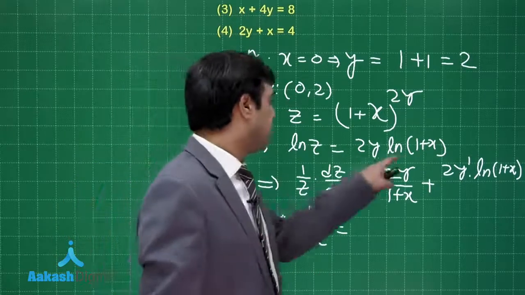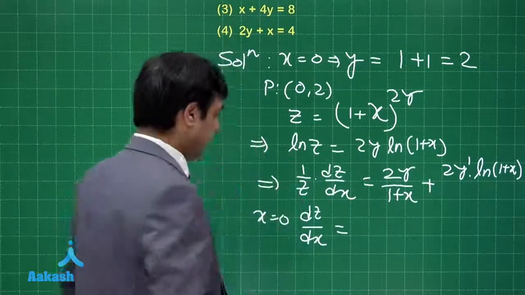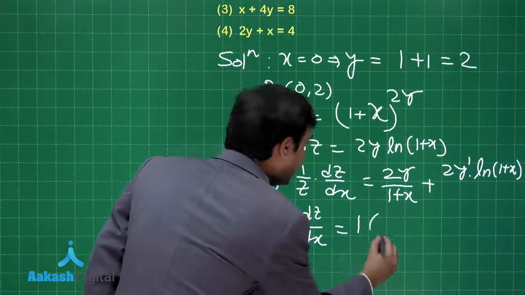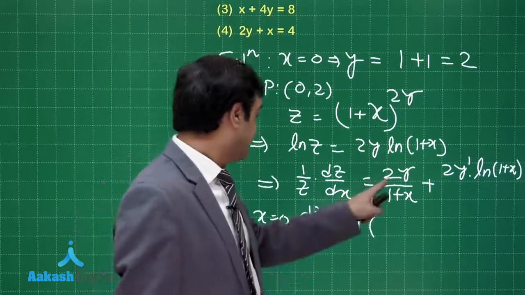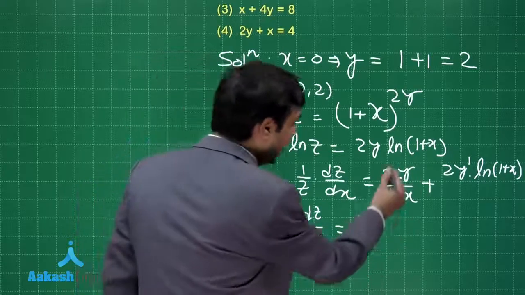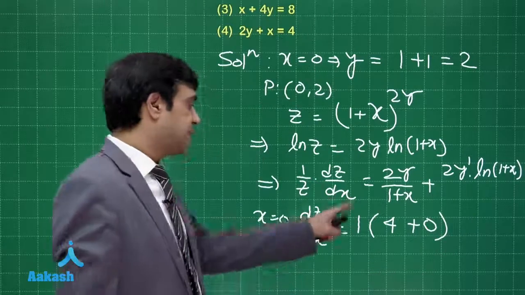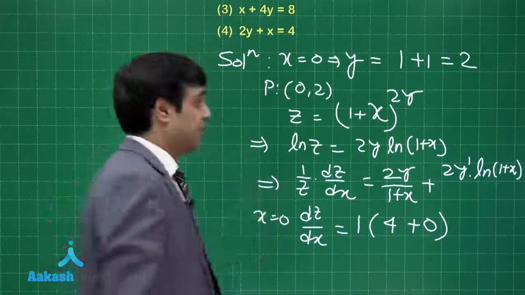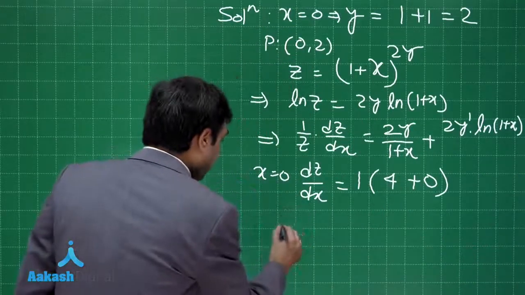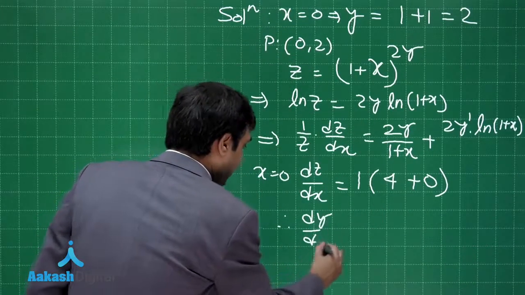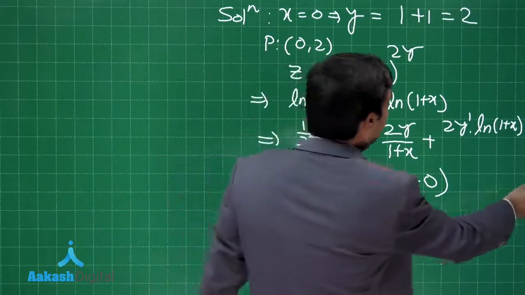When you say x is 0, this term you can see is also 0. So what is z here? Z is 1. This is 1 multiplied with. So when you substitute here, x is 0, y is 2. That means this is 4 plus 0. So dz by dx will be 4 when you talk about the derivative. Okay, moving back. Therefore, dy by dx is equal to dz by dx minus, what is the next term?